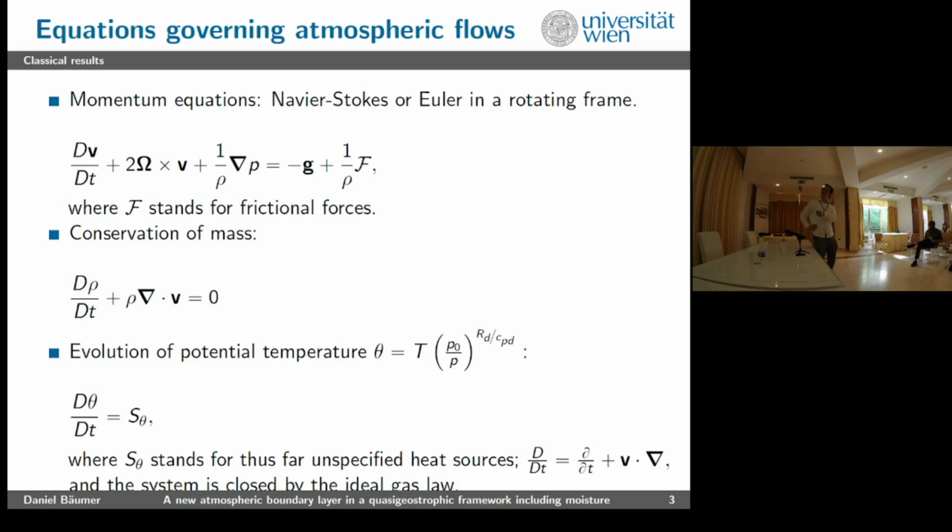Right, and a very nice property, and why we use potential temperature, is that under certain conditions it's a conserved quantity. That's why we write the equation like this. This is the time derivative along paths of fluid elements, and this is a source term that we won't specify for now. It stands for just about anything from internal dissipation to heat conduction and so on. And of course, to close the system, we need another thermodynamic relationship, which in this case would be given by the ideal gas law, which I didn't bother to write down.